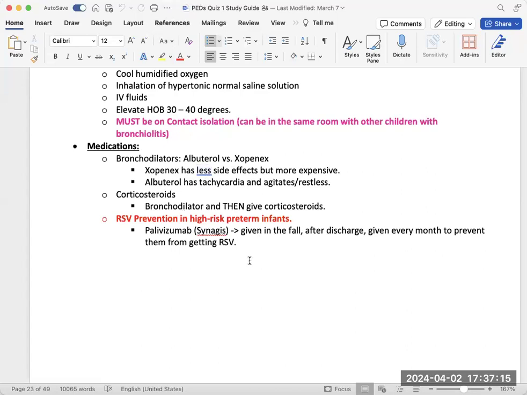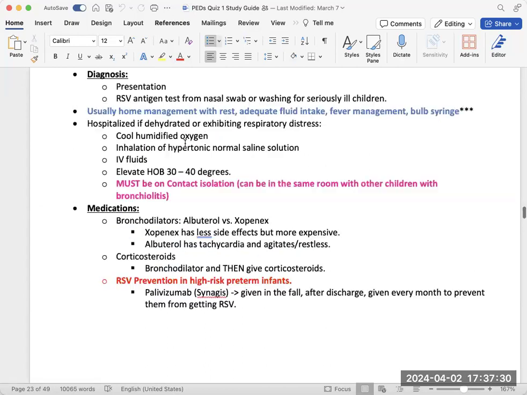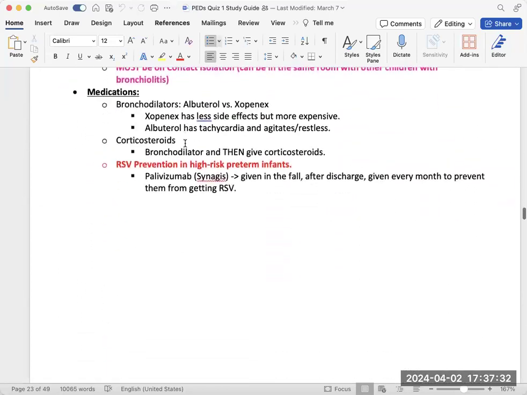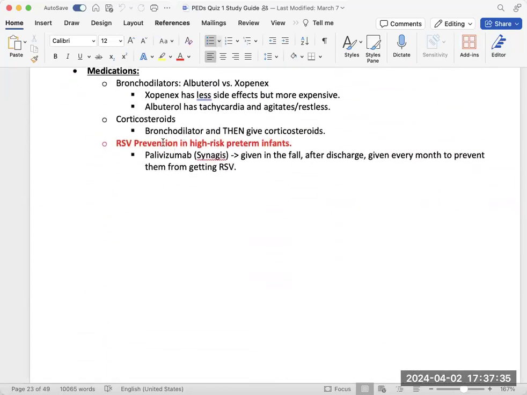Corticosteroids. Remember, bronchodilator, then the corticosteroids. And something that I know she's going to ask on your test is RSV prevention in high risk patients like our preterm infants, because preterm infants are at highest risk for developing RSV, which could lead to something like this, to bronchiolitis. So we must give palivizumab, which is also called Synagis. It's given in the fall after discharge, and it's given every month to prevent them from getting RSV. I would know that this is the medication you're going to give to prevent RSV in high risk preterm infants. Know that.